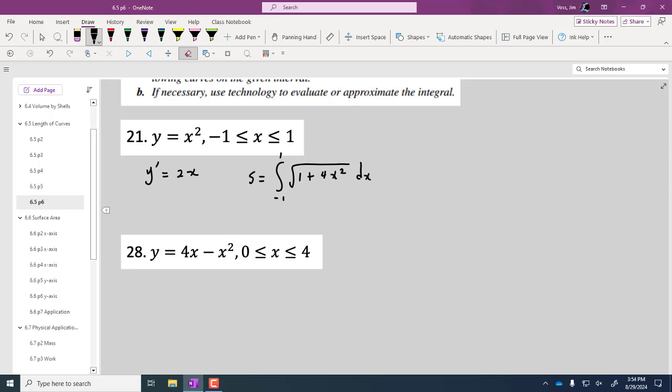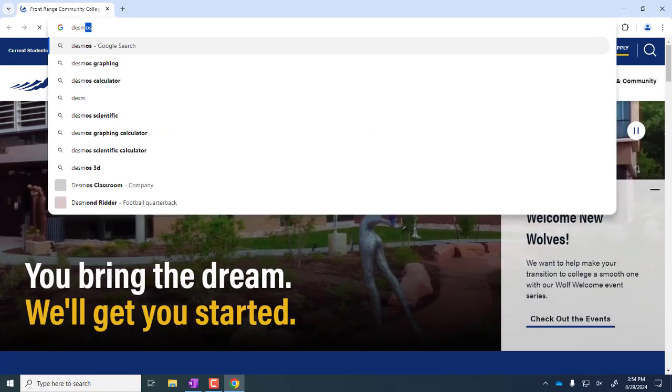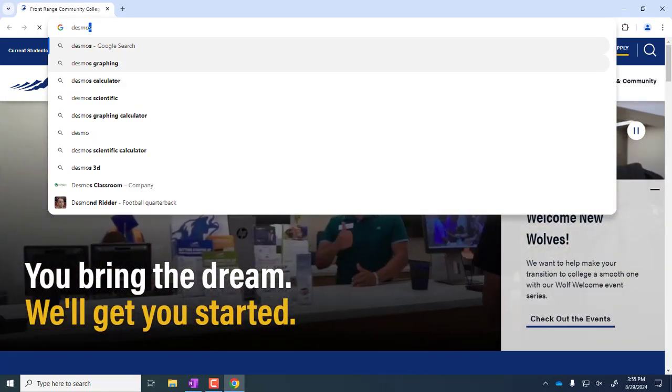So at this stage, if what's inside the square root is linear, you can integrate it. But if what's inside the square root is a sum of squares, you can't integrate that yet. So this we would have to use a calculator. All of the graphing calculators, Desmos, all these technologies, they can do these types of integrals really easily. So we'll just do it in Desmos.